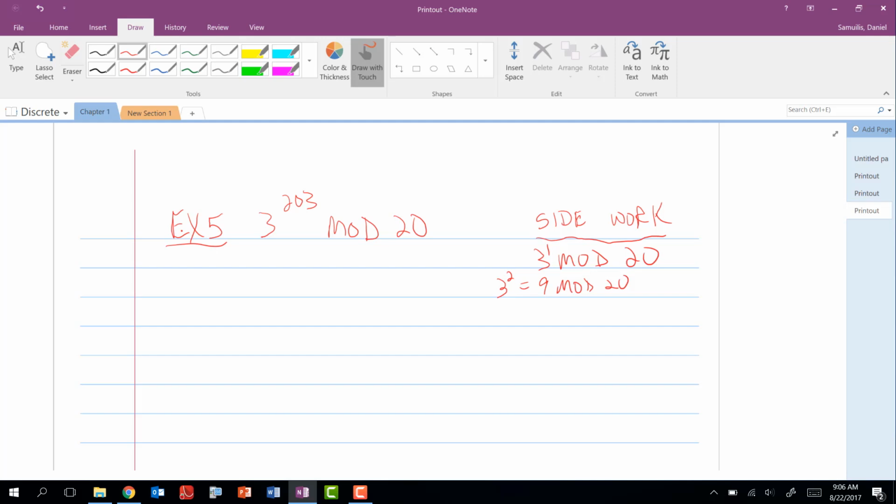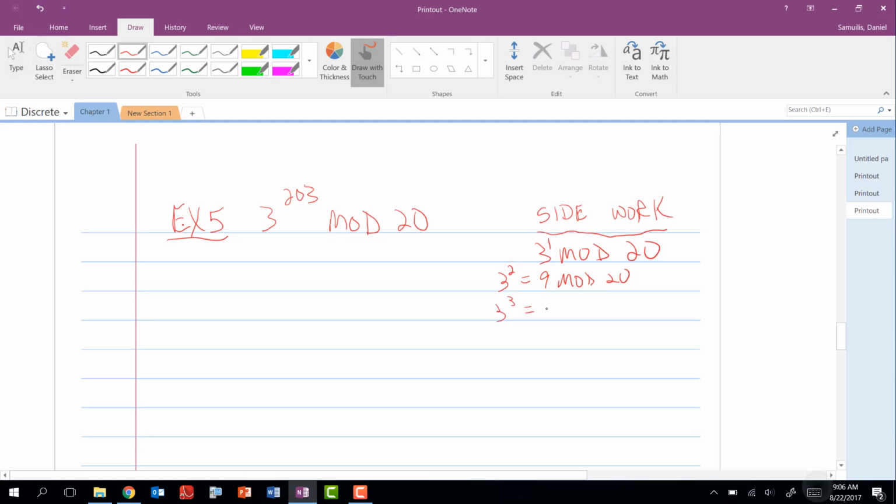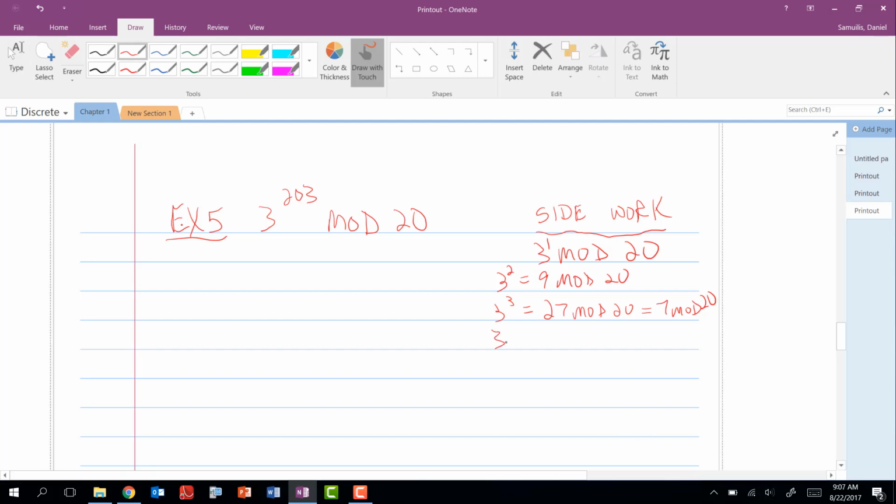Not good. What's 3 to the third? 27 mod 20. What does that become? That does reduce. 20 goes into 27 how many times? Once, with what remainder? So I can stop writing these. You don't have to write them all out if you know they're not going to work. Oh my gosh, this is ridiculous. What's 3 to the fourth? What's 3 times 3?